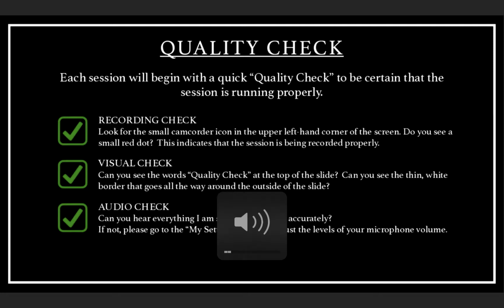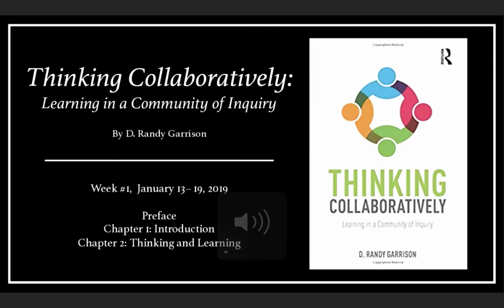So our textbook for this class is Thinking Collaboratively by Randy Garrison. This week we're going to be focusing on the content that is found in the preface, chapter 1, and chapter 2, okay?